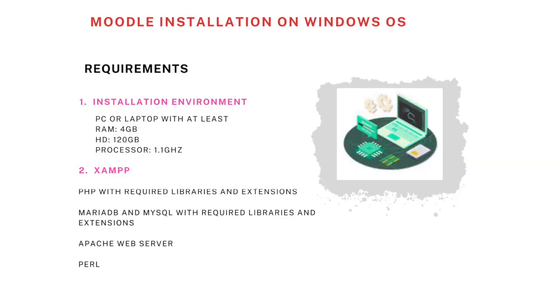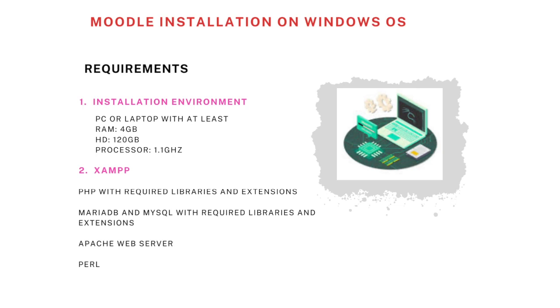Before you begin installation, there are a few important requirements that you need to know. One is the installation environment, and these are just you ensuring that you have up to 4 GB of RAM, 120 GB of hard disk, and a processor speed that is not less than 1.1 GHz.